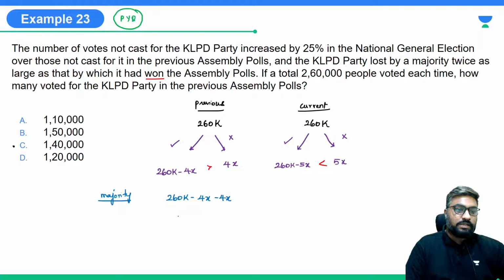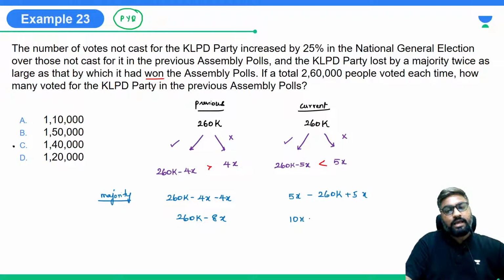Yeah, so which is how much, 260k minus 8x. And here what are they saying, that they lost, currently they lost, so what will be the majority of losing, 5x minus (260k minus 5x) will be 10x, 5 plus 5x. Yes, so this is now 10x minus 260k. Yes. Now what are they saying? KLPD, the party lost by a majority twice as large as it had won. So the double of this majority will be equal to this.